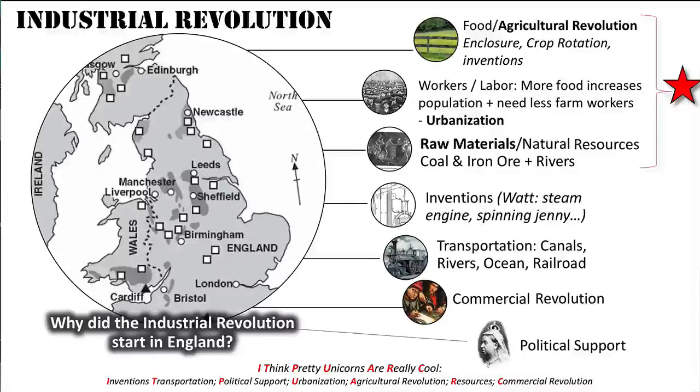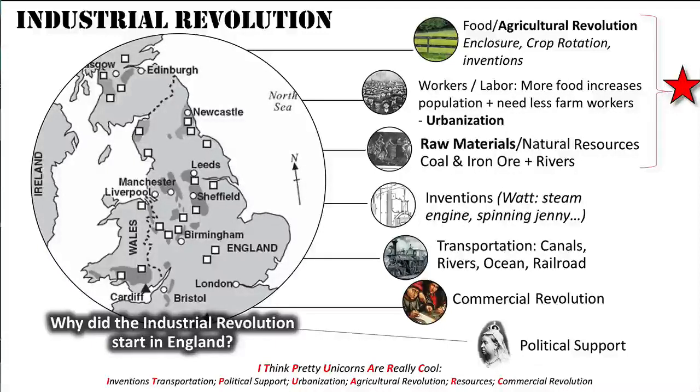Transportation, like I just said before, there's a lot of rivers that run through England. You're also going to end up having canals being built. It has ocean access, which makes transportation of raw materials and goods to market even easier. And later in the Industrial Revolution, they're going to start developing railroads, and you're going to see railroad tracks all throughout the United Kingdom, England.